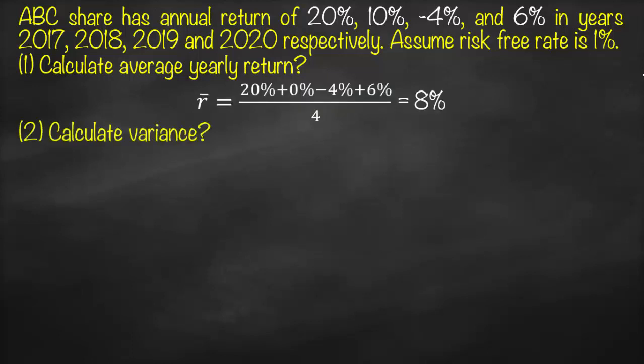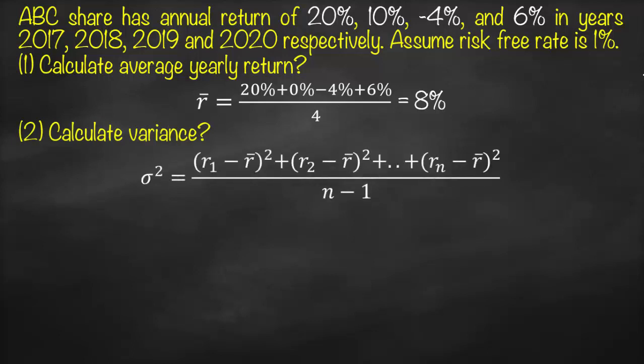The second part of the question is calculate the variance. The formula of the variance is sigma square equal the summation of each return minus the average square divided by n minus 1. Why we divide by n minus 1? Because this is a sample. If this is a population, we will divide only by n. What do I mean by population? We include all observations of the company. Usually we use a sample because if we use a population, it's time consuming and costly.